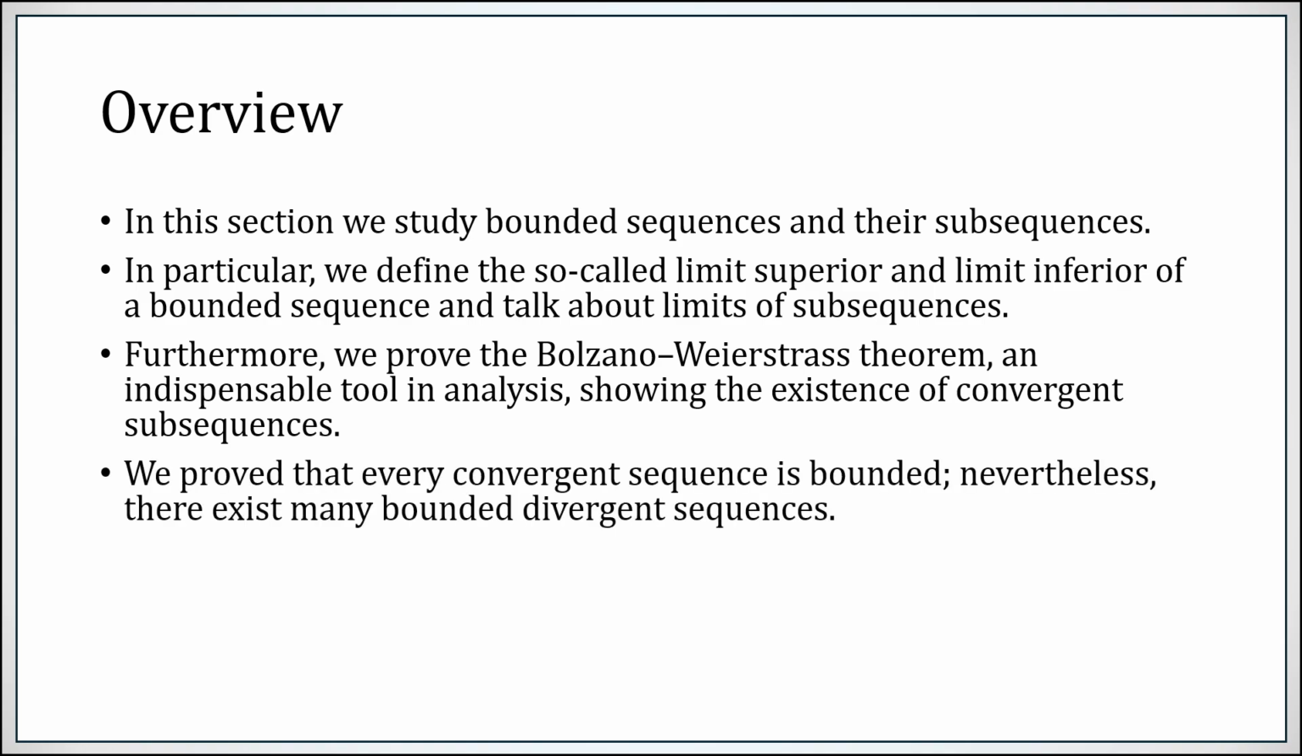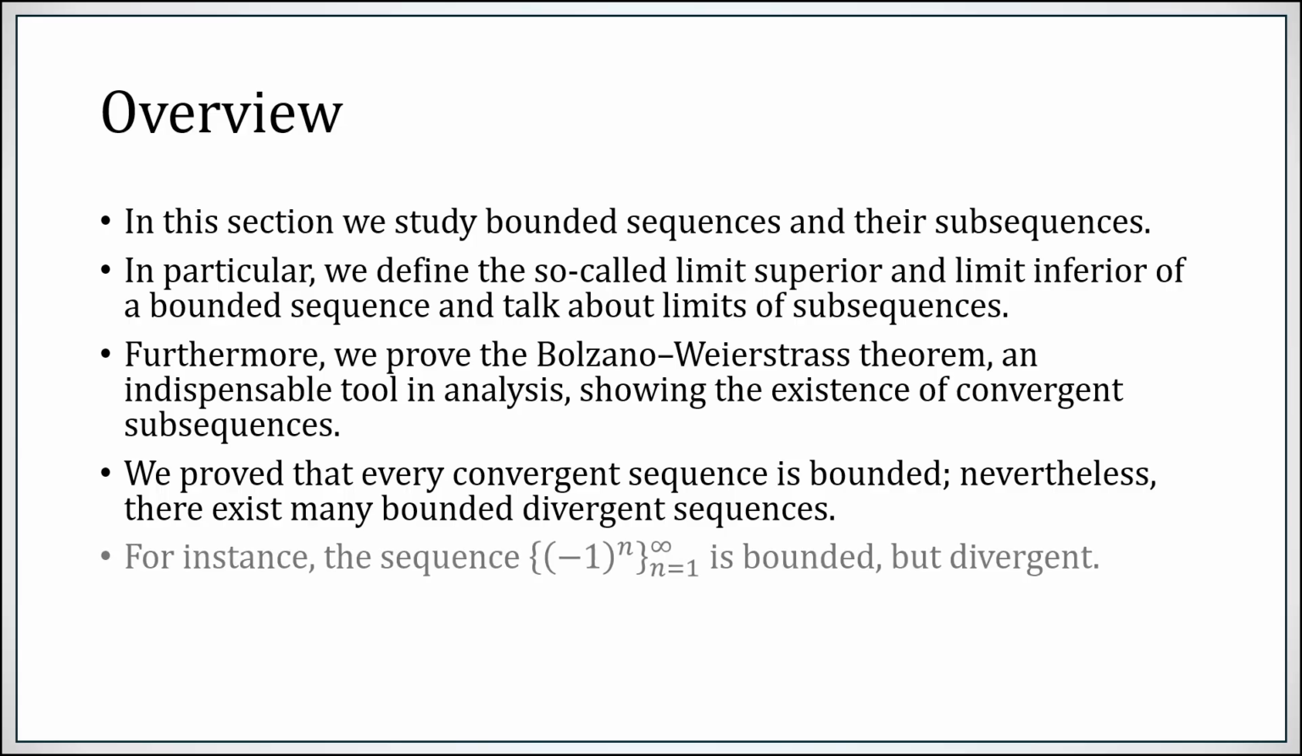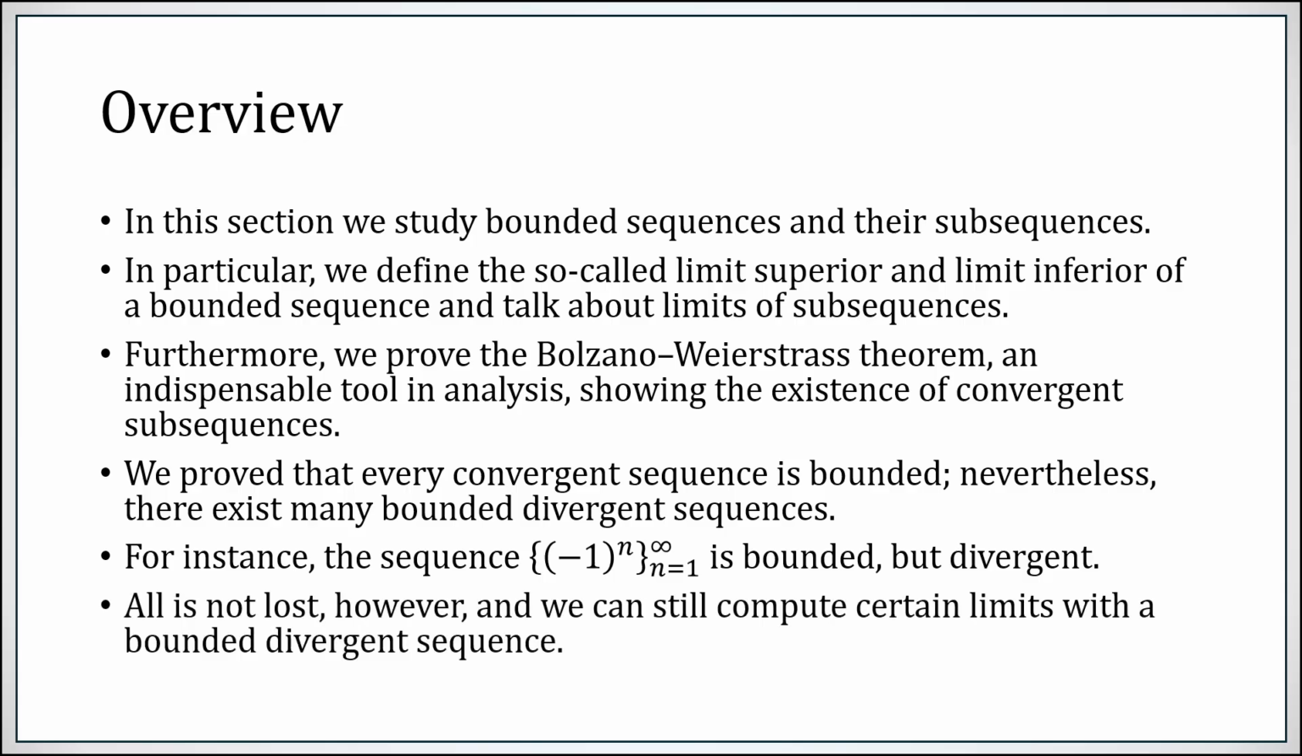Now, earlier we proved that every convergent sequence is bounded, but we did see that there are many ways you can have bounded sequences which do not converge. For example, the alternating sequence of plus or minus 1 is bounded, but does not converge. However, we will still be able to compute certain limits within bounded divergent sequences of subsequences. So first, let's talk about upper and lower limits.